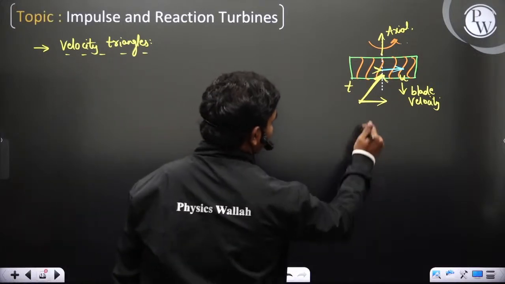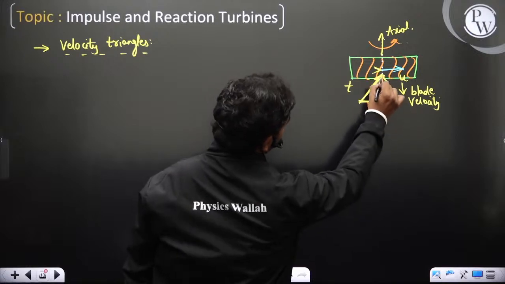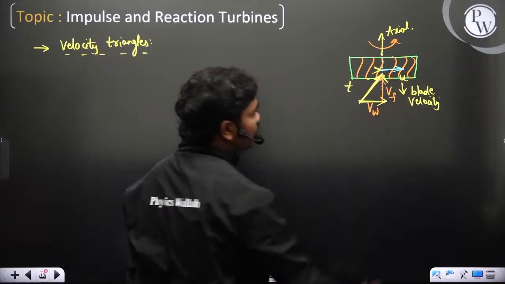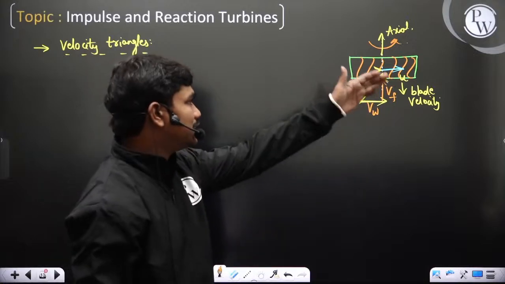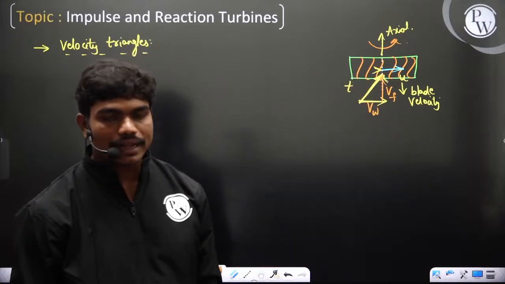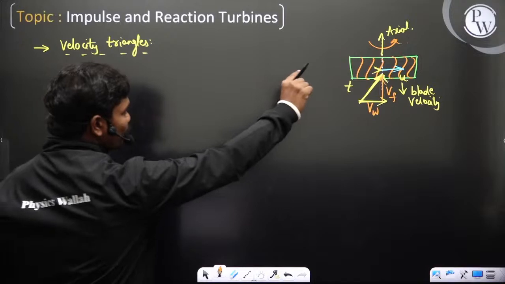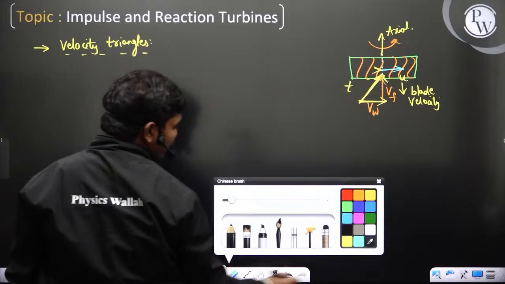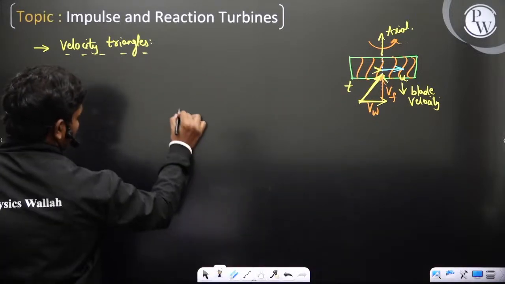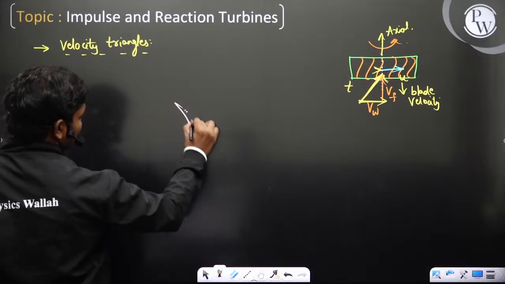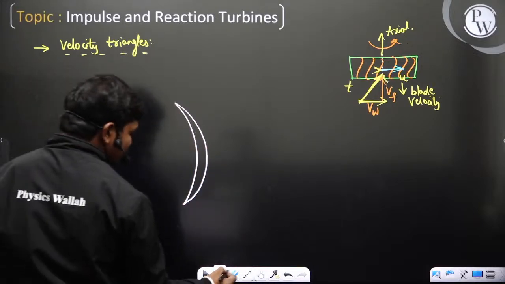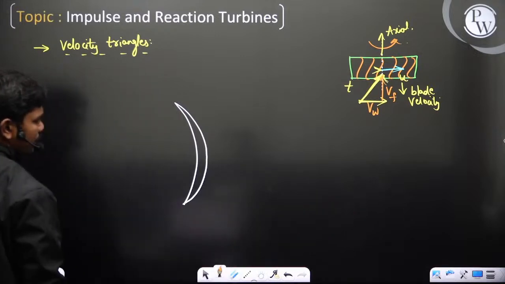So this is the tangential component, and this is the axial component, which you generally call VF. Blade velocity is in this direction; U is the blade velocity. Now if you take the velocity triangles, if I take one blade and draw the triangle, let's see how it comes out. Let's say this is the blade; it need not be symmetric.